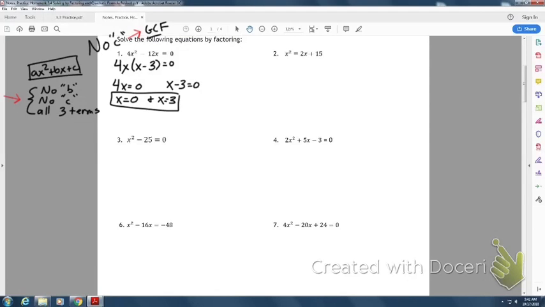So, going to number 2. Dylan, what do I need to do to it first? Set it equal to 0. Okay. If your x squared is positive, move everything to the x squared side. You want that x squared to stay positive. So I'm going to subtract 2x, and I'm going to subtract 15, and I need to write this off to the side with how we're going to do it.